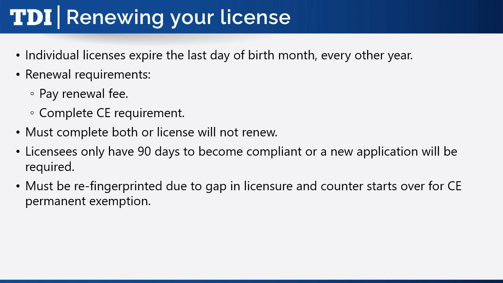So, speaking of renewing and reinstating your license for CE issues, some important things to keep in mind. Your license will expire the last day of your birth month every other year. In order to renew, you must pay the renewal fee and submit the renewal application, and then you also have to complete CE requirements. Both of these must occur or your license cannot renew. Now, the easiest way to complete your CE requirements is by doing your CE on time. Otherwise, it's going to be completing the CE late and paying the applicable fine.